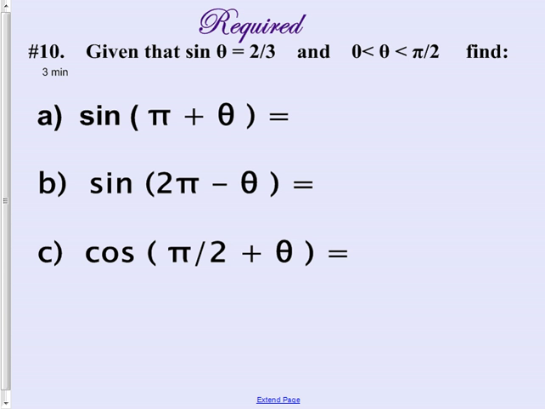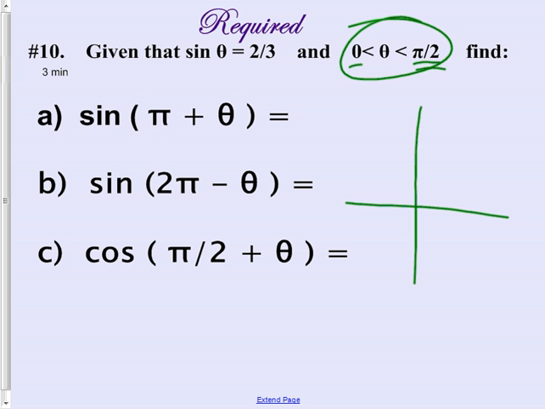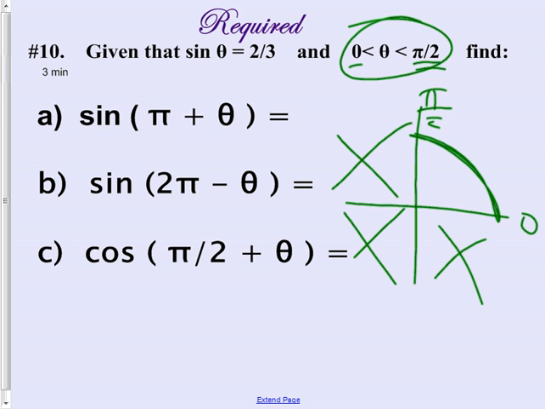All right, so these are going to bother some people. Let's look at number 10. Let me just ask you, if they give me this clue that it's between 0 and pi over 2, do you get a big clue about where it is on the circle? Here's 0, here's pi over 2. It's got to be in here. This is out, this is out, this is out. That was huge, right?